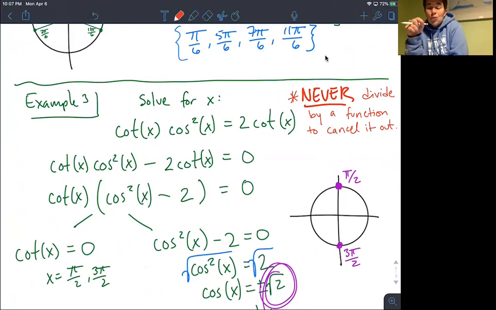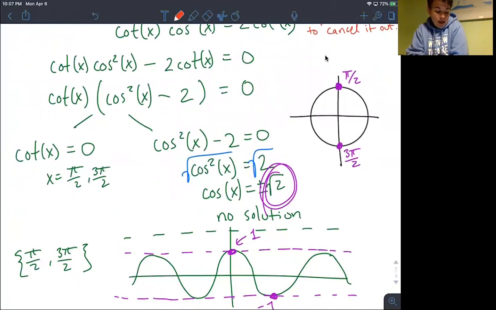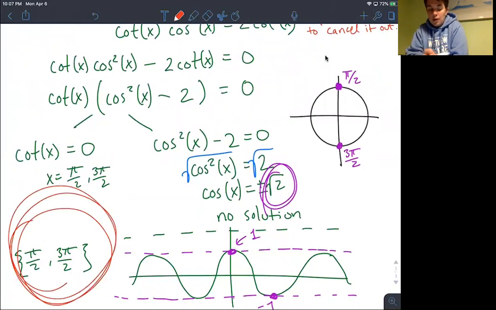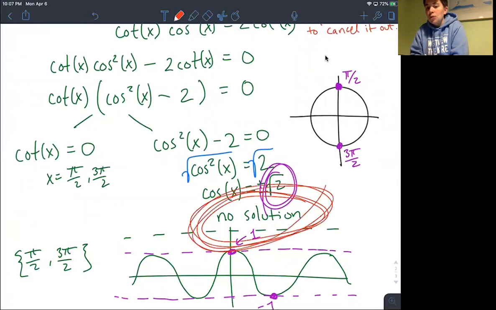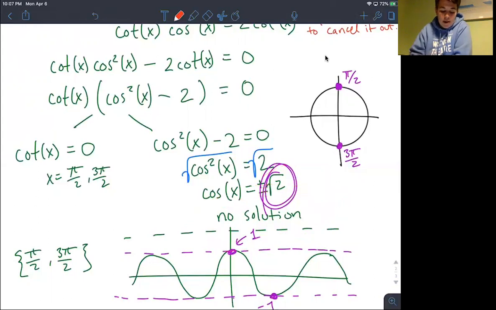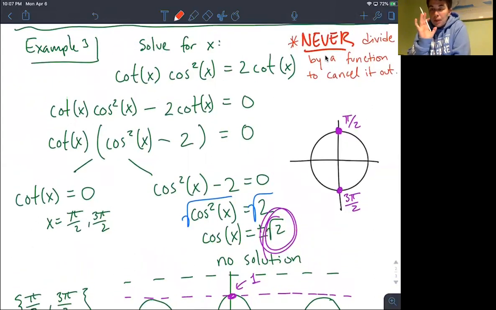Because what you're going to do is cancel out possible solutions. You see down here, we ended up with 2 possible solutions, pi over 2 and 3 pi over 2. If we had divided and canceled out cotangent, we wouldn't have gotten those answers. And all I would have been left with was no solution, which is incorrect, right? So never, ever, when you are simplifying and isolating a function by itself, never divide by a function that would end up canceling it out. Don't do it. Never do it.